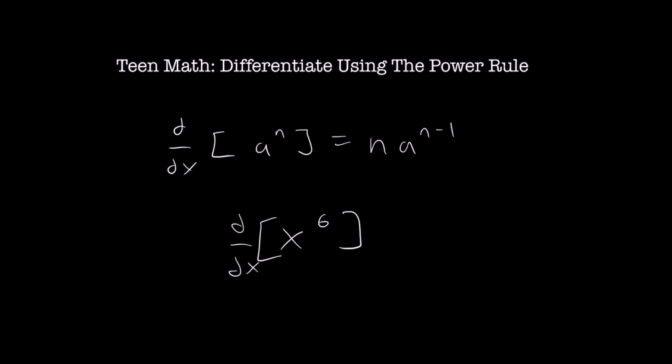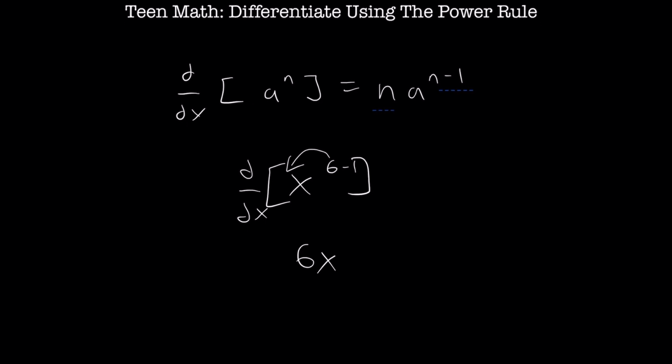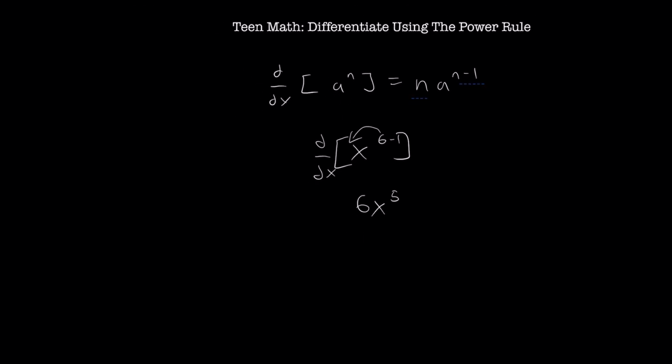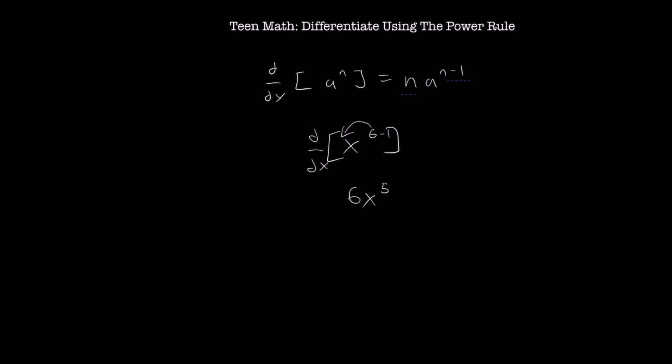So we bring 6 to the front, and then, as it says right here, we bring n to the front, and then we subtract n minus 1. So 6 minus 1 would be 5. First, 6 to the front, that'd be 6x, and then it's raised to n minus 1. So 6 minus 1 is 5, 6x to the 5. That's basically how we can use the power rule to differentiate.